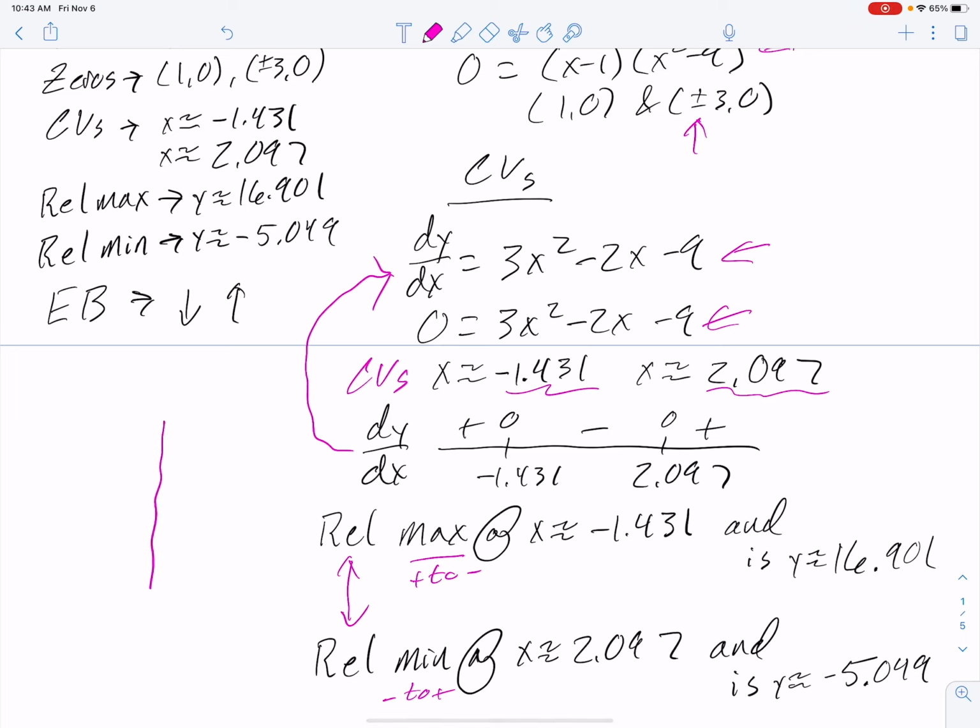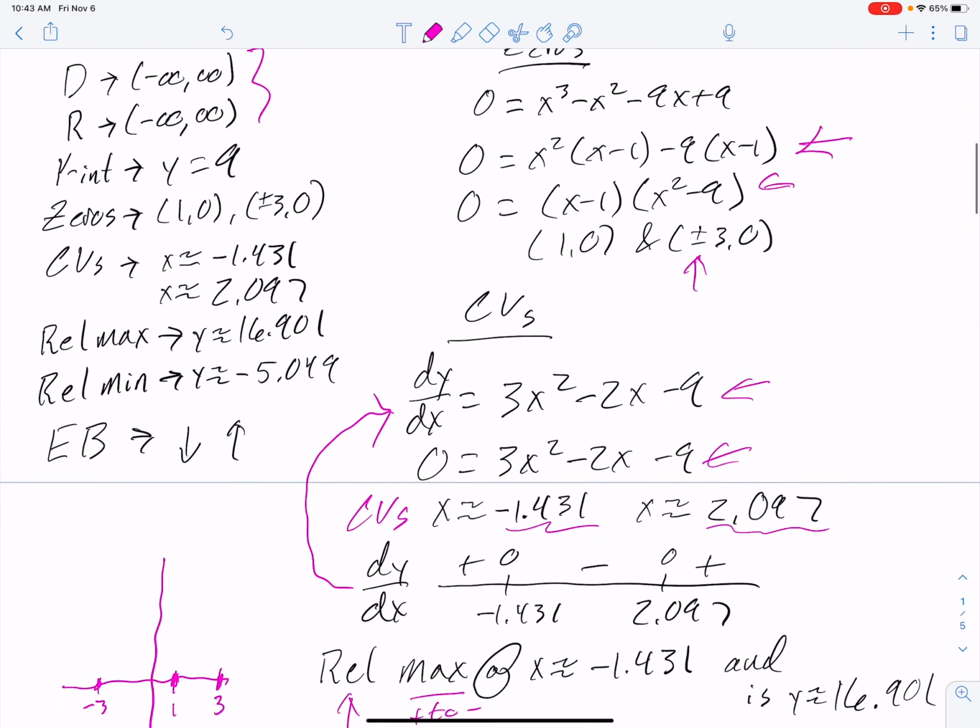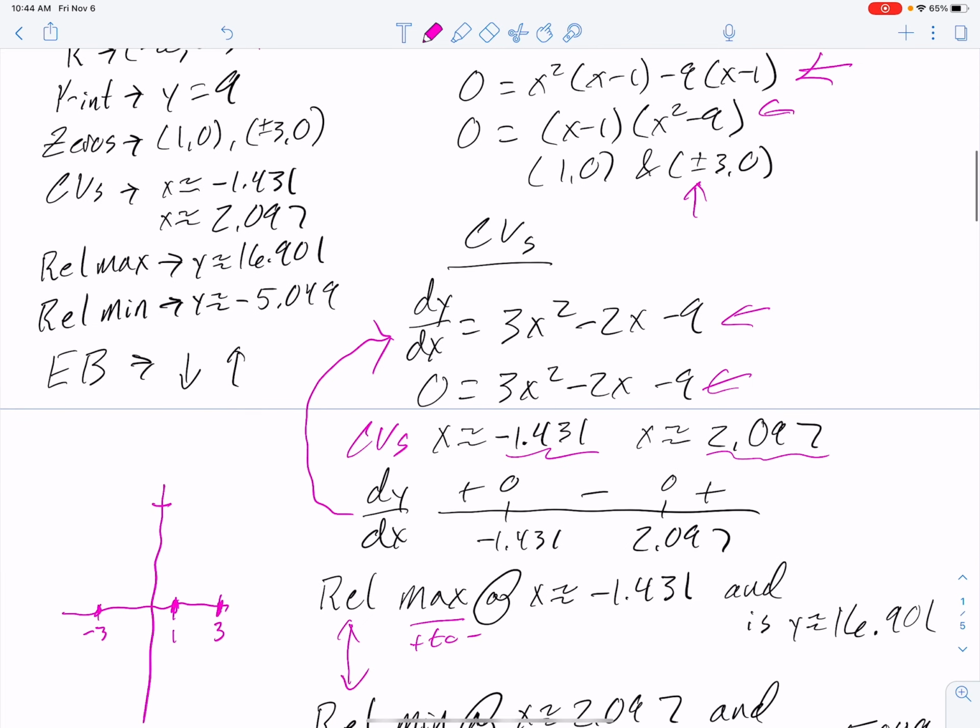All right. Now, when I sketch my graphs, what I like to do is kind of go through and just label my key points. I know I've got a 0 at 1. I've got a 0 at 3. I've got a 0 at -3. If I look back up, my y-intercept was at 9.